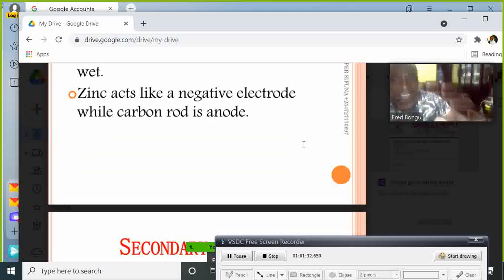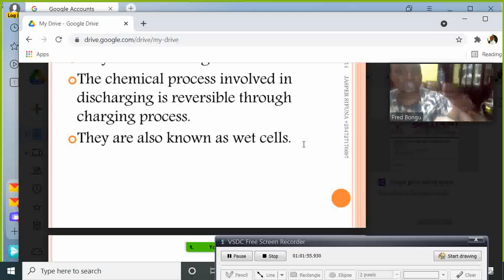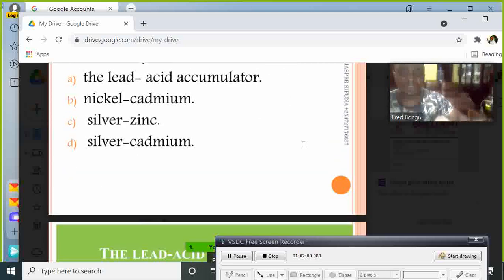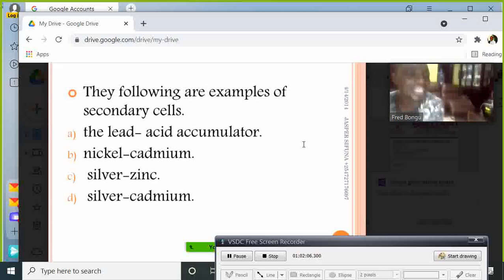Then in this case, we also have the secondary cell. These cells can be recharged. It means when they work, they get discharged, and then you can recharge them. The process of recharging them is adding power. We call it charging. And when they work, they discharge. We also call them wet cells because they use liquids. A good example of the secondary cells is the lead acid accumulator. Another name for lead acid accumulator is the car battery.